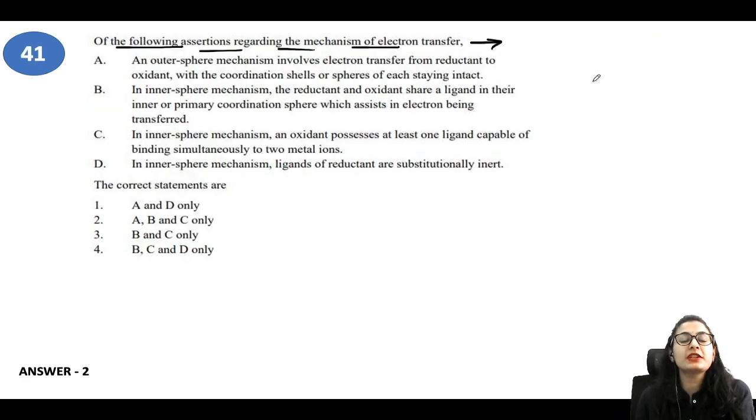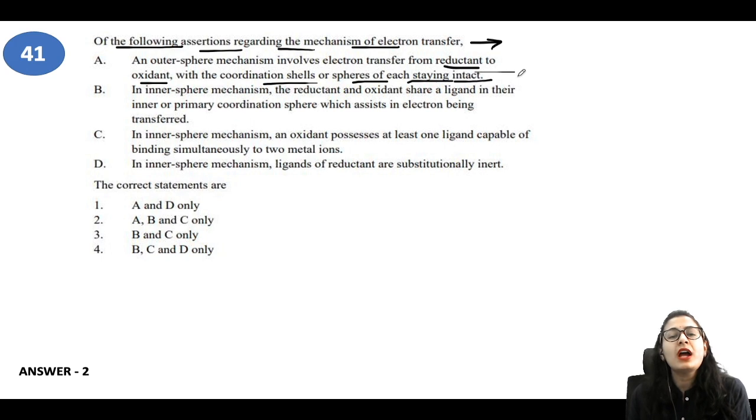Transfer. Now another question based on the electron transfer, मतलब कि जो हमें inner and outer electron transfer processes पढ़नी होती है, based on that this question is very simple question. पूरा sentence में बना दिया, इससे ज़्यादा easy कुछ हो ही नहीं सकता. ठीक है. An outer sphere mechanism involves electron transfer from reductant to oxidant with the coordination shells or spheres of each staying intact. Absolutely, they stay intact because there is no bridging ligand, there is no change in the ligand. All right, after hydrolysis, कोई ligand change नहीं होता है, वैसे के वैसे रहते हैं. So the coordination sphere is going to stay intact.